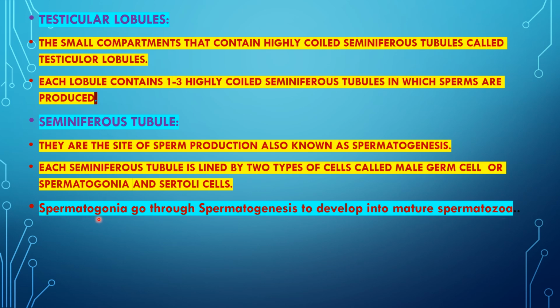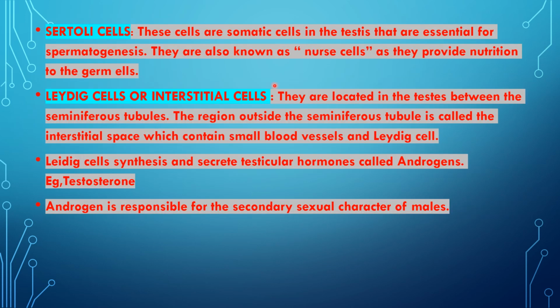So by the process of spermatogenesis, this spermatogonia produces mature spermatozoa. So the male germ cells undergo meiotic divisions leading to sperm formation. And what is the function of the Sertoli cells? They provide nutrition to the developing germ cells. Let us learn something more about that.